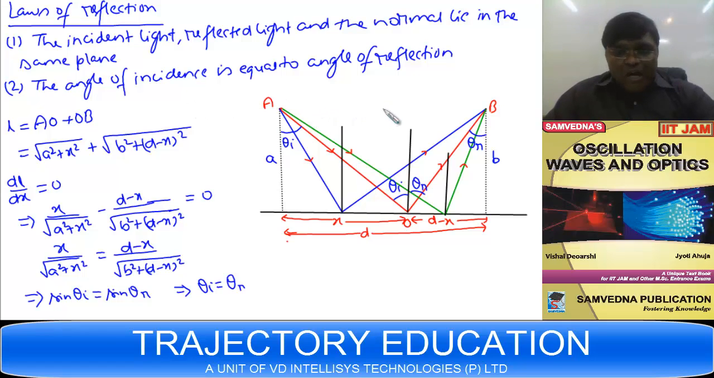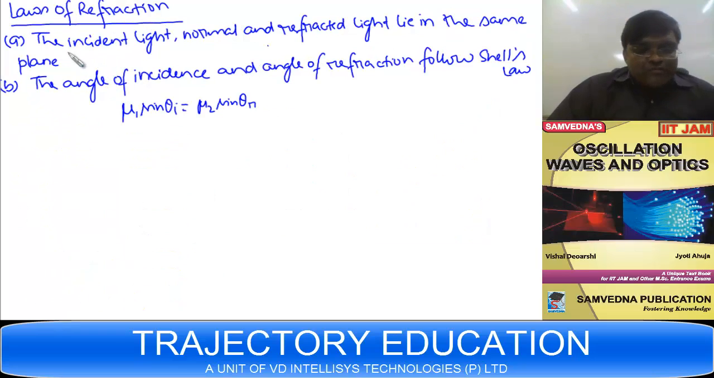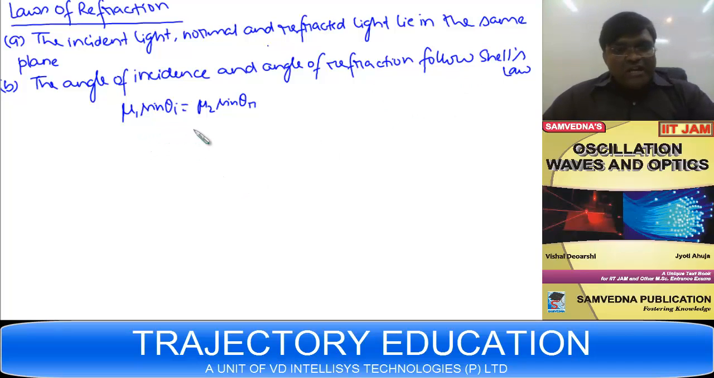Now I'll use Fermat's principle to prove the law of refraction. I'll first write down the law of refraction. The incident light, normal and refracted light lie in the same plane. I can prove this in the same way as I discussed for the law of reflection. The second one is that the angle of incidence and angle of refraction follow Snell's law. What is Snell's law? mu1 sine theta i equals mu2 sine theta r.